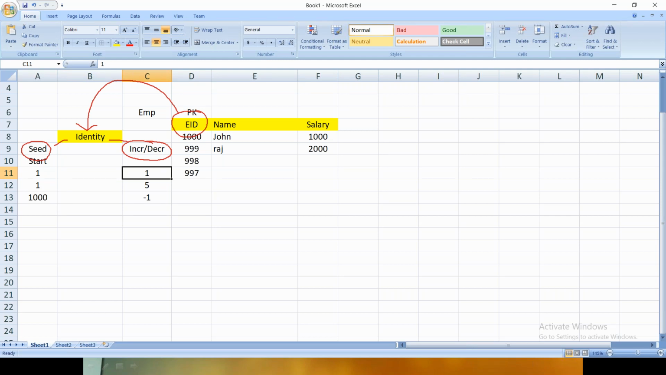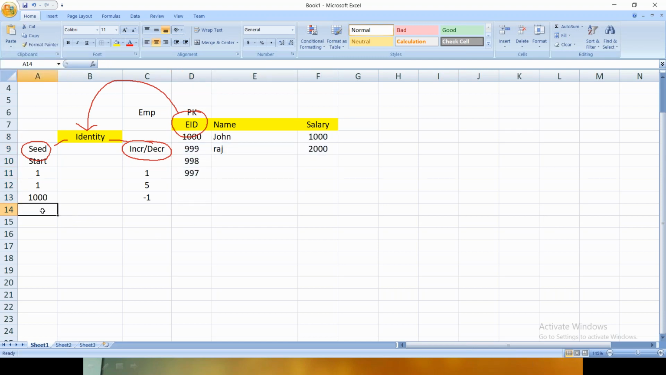Only one identity column we can have per table. Only on the integer columns we can create the identity. Identity means what? Automatically the numbers are going to be inserted by SQL Server. You need not insert the data in it. You will take care of the other columns. This is automatically going to get inserted.